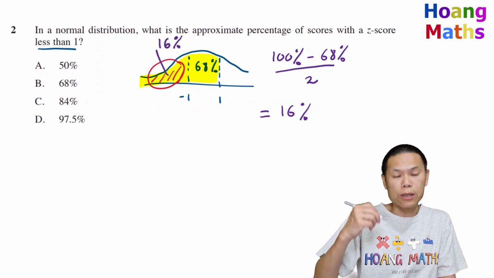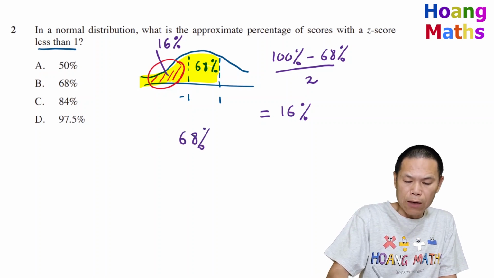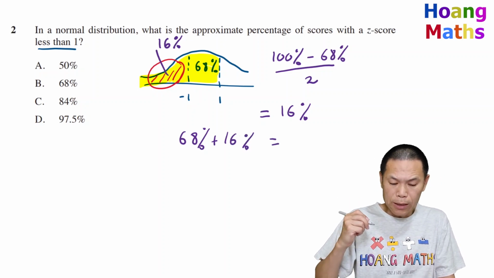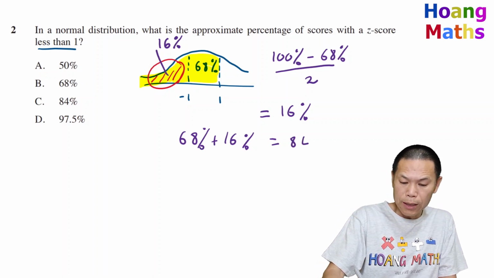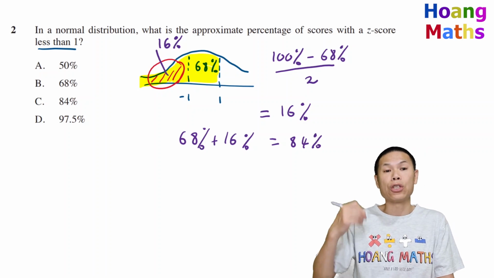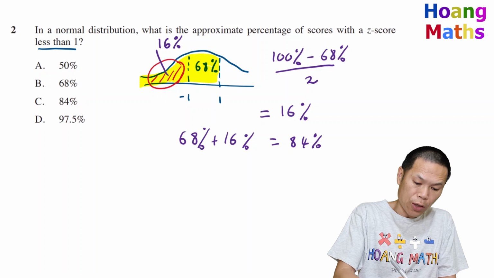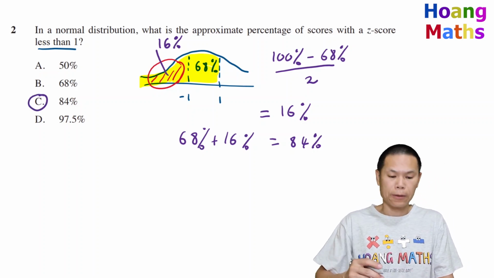So therefore, we just add them up. So 68%, and then we add 16%. So 68 plus 16, that gives me 84%. Otherwise, you can just put it on a calculator, 68 plus 16. So 84%. So that is C.